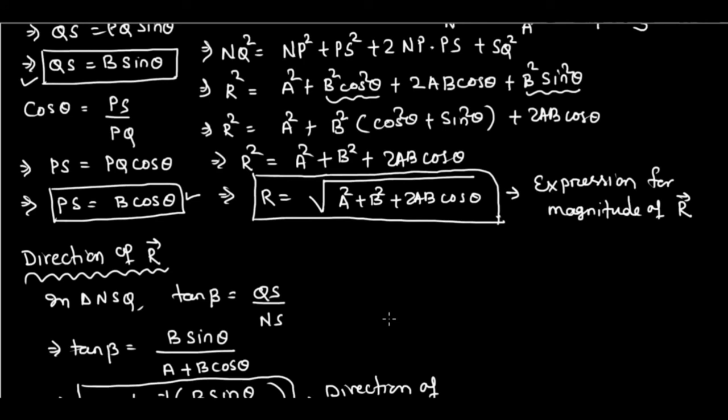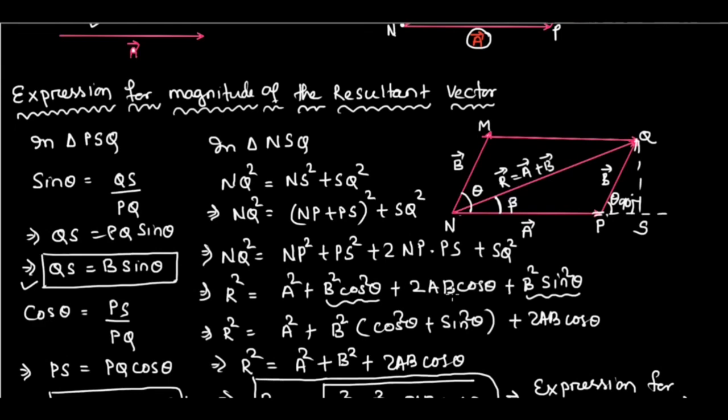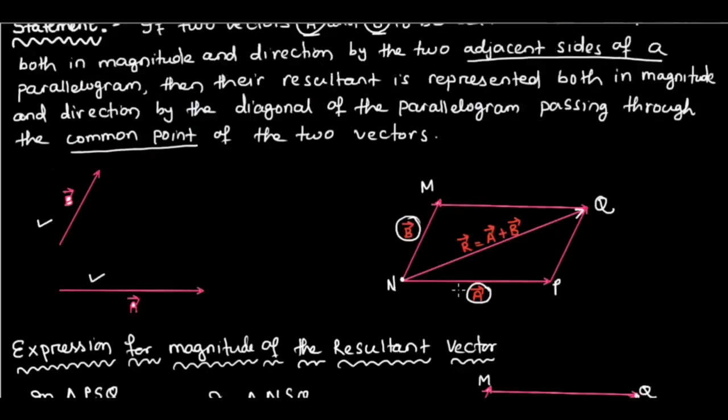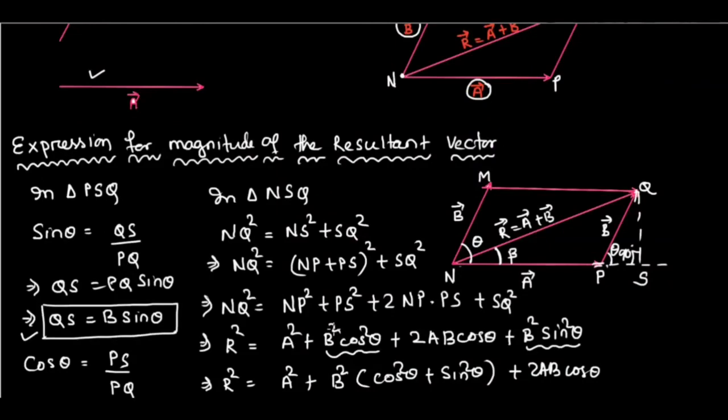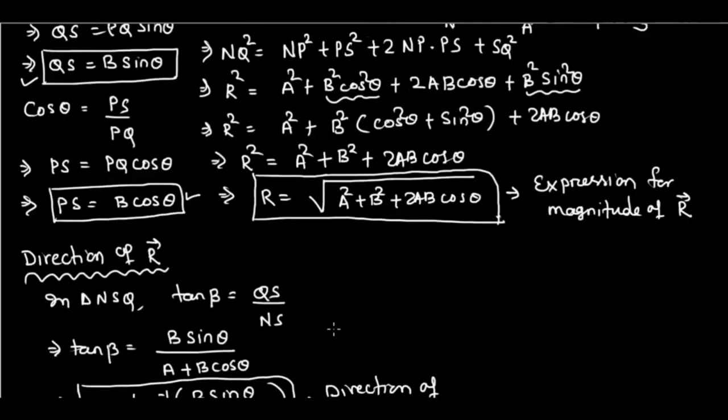So students, I hope that you have understood what is the statement and how to draw the diagram based on the statement, and how I derived the expression for the magnitude and direction of the resultant vector.